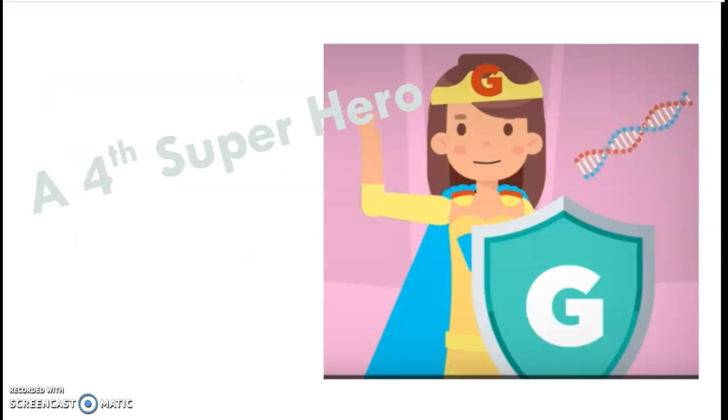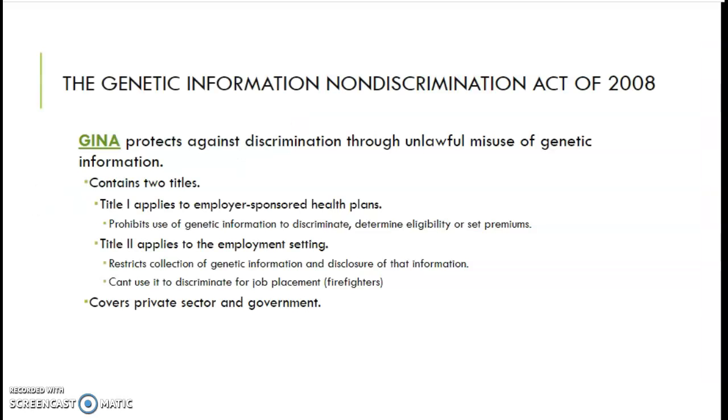All right, so I've got one more superhero to introduce you to, and that is GINA. GINA protects against discrimination through unlawful misuse of genetic information. Now, Congress is seldom proactive in anything, but they were proactive in protecting genetic information. Look at the date, 2008, and now we are running rampant with genetic information. And so they definitely created some components.